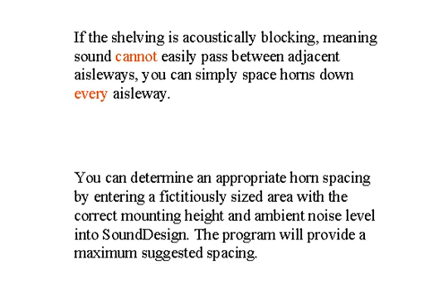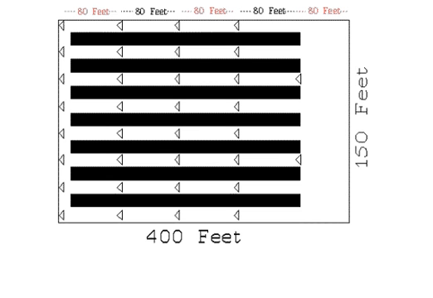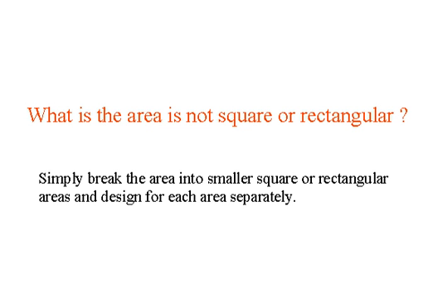You can determine the appropriate horn spacing and type by entering the fictitiously sized area with correct mounting height and ambient noise level into SoundDesign. That's exactly what we did for the other example. With sound blocking shelving, your configuration might look something like this. You'd have horns, in this situation, 80 feet apart down every aisleway.